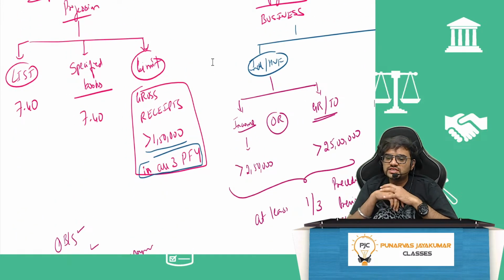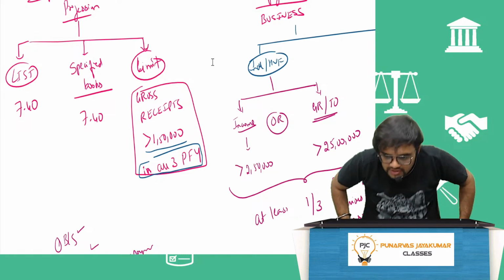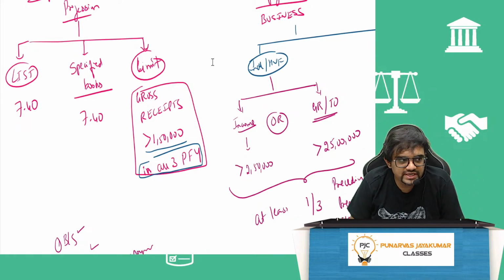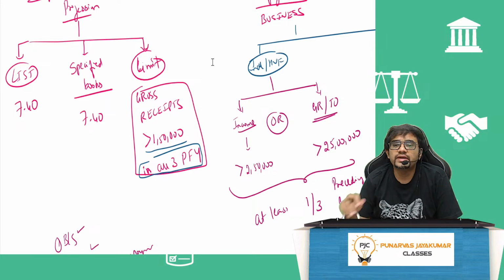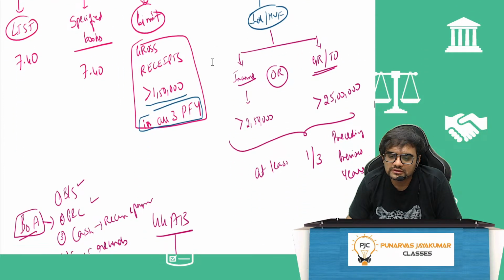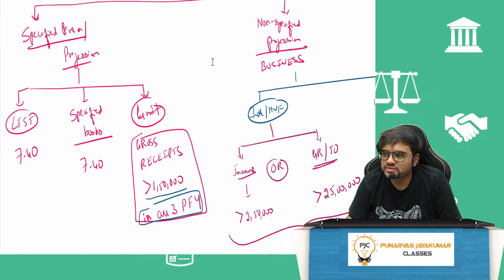If their gross receipts exceed 1,50,000 rupees in all the 3 preceding previous financial years, they have to maintain books of accounts. This is only for what? Maintenance of books of accounts. This is for specified business.